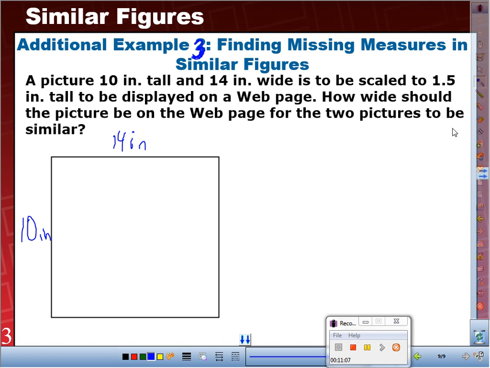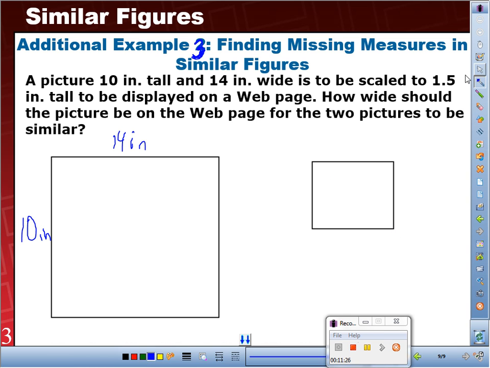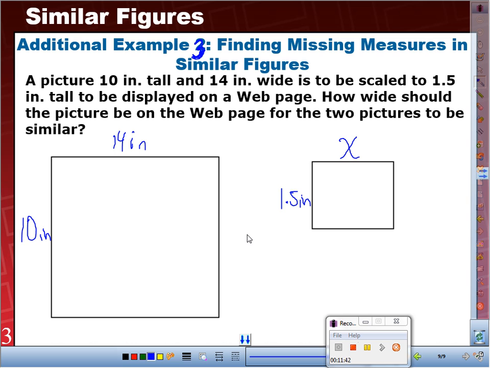So from there, we're going to draw the picture that's going to be on the web page. It has to be way smaller than that, right? So I'm going to draw it over here. And it says, is to be scaled 1.5 inches tall. So this is 1.5 inches. Do they give us the width? No. So we're going to label this what? X.